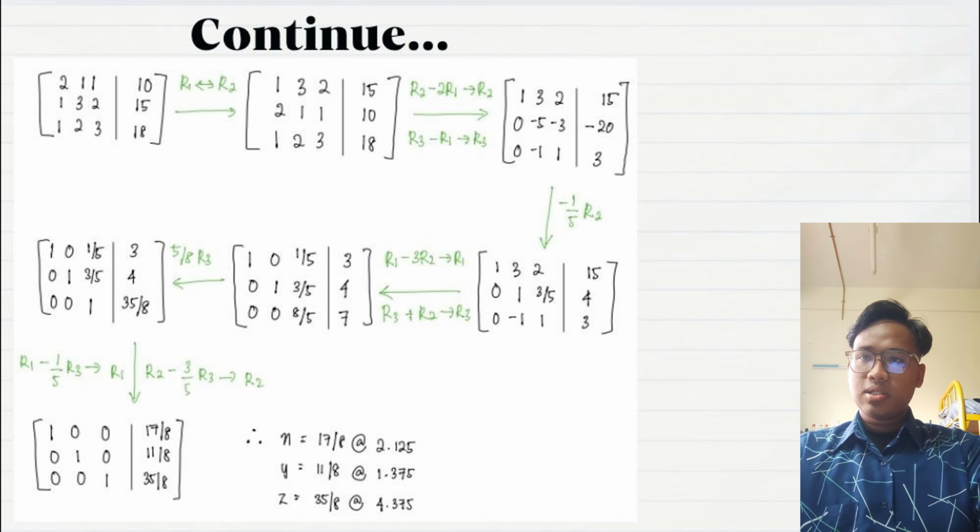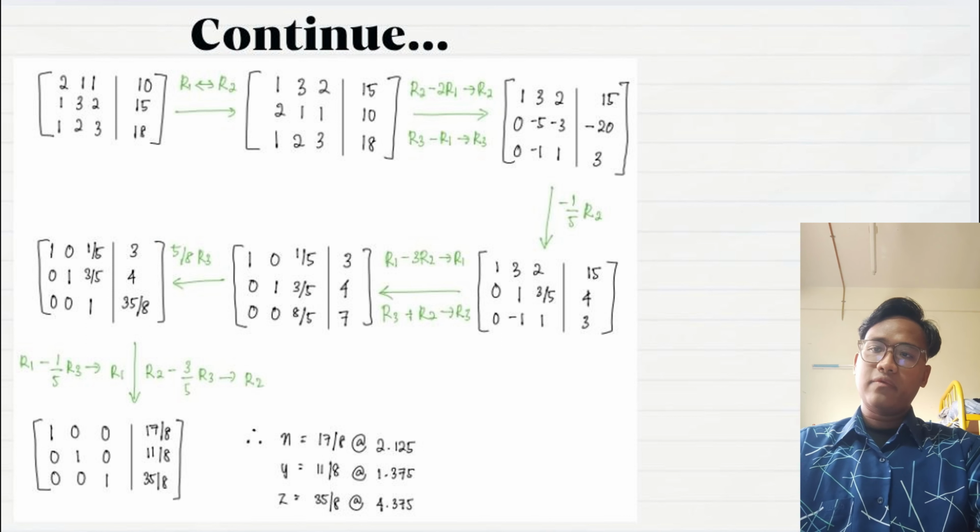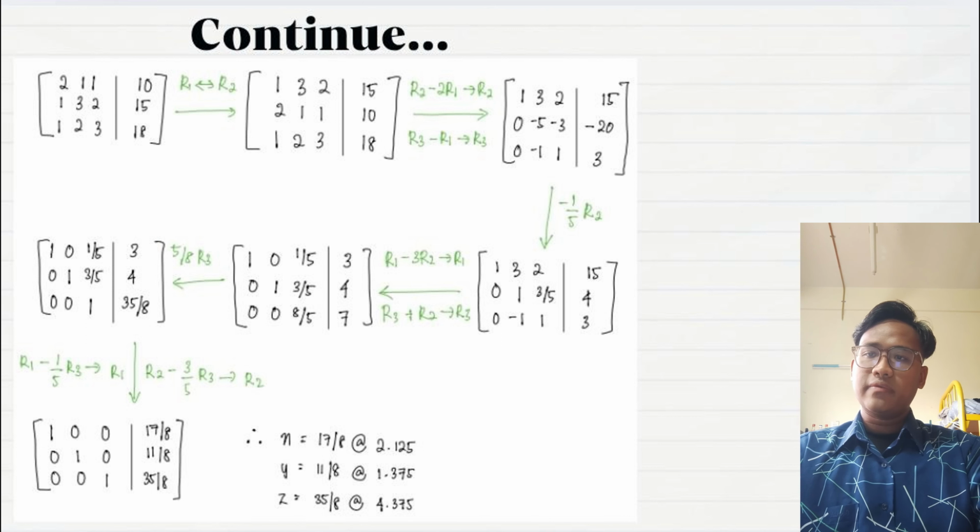The second last step is we need to multiply row 3 by 5 over 8. And we will get for row 1, 1, 0, 1 over 5, 3. For row 2, 0, 1, 3 over 5, 4. And for row 3, 0, 0, 1, 35 over 8. And the last step, we also combine the process, which is row 1 minus 1 over 5 row 3, and it will become the new row 1. And the second process is row 2 minus 3 over 5 row 3, and it will become the new row 2. And we will get the answer in the augmented matrix, which is in identity form.